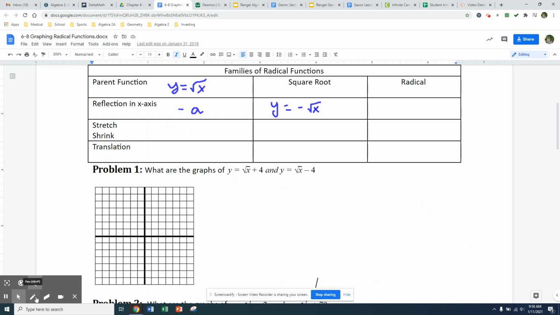A stretch. Anytime your a value is greater than 1, that's going to stretch your graph out. Anytime your a value is between 0 and 1, that's going to shrink your graph. So anytime you have a number out in front of your square root that's greater than 1, that's going to stretch your graph. Anytime that it's between 0 and 1, that's going to shrink your graph.